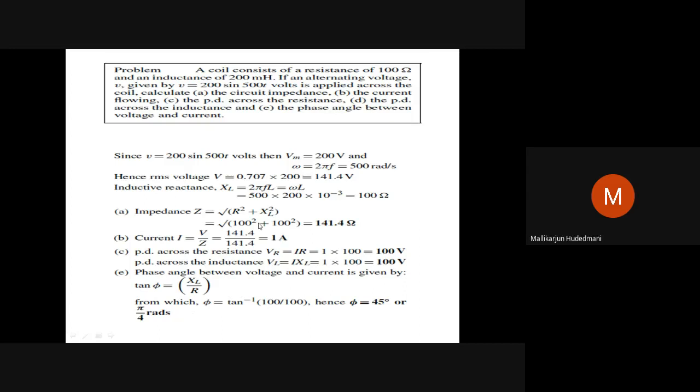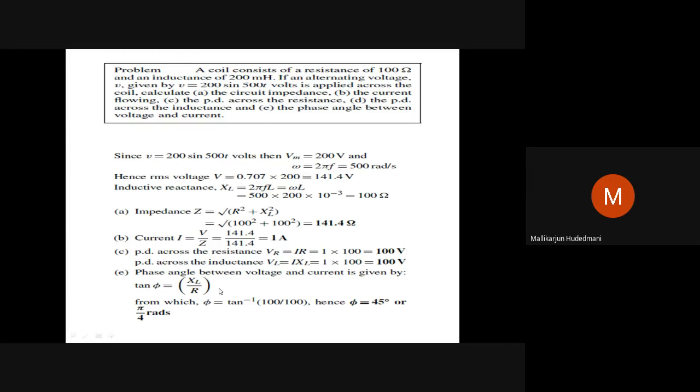The last one is the phase angle between the voltage and current. In the earlier class also we have seen the power factor angle can be taken by either the cos function or the tan function, whichever is favorable to you. So here tan phi is taken. Tan phi is opposite side divided by adjacent side, XL divided by R. If I take tan inverse 100 by 100, that gives phi, that is 45 degrees or pi by 4 radians.